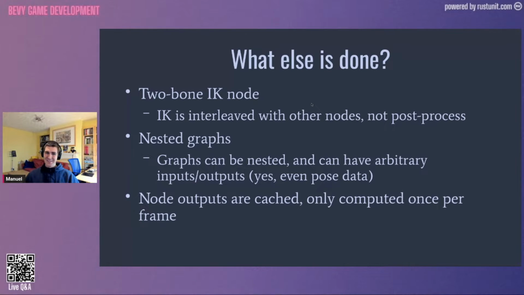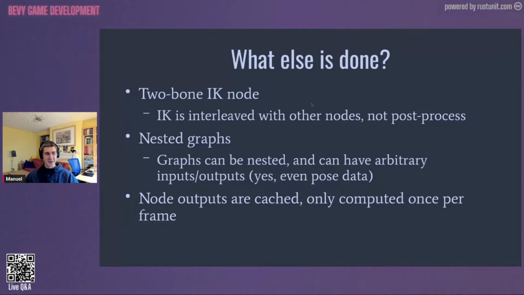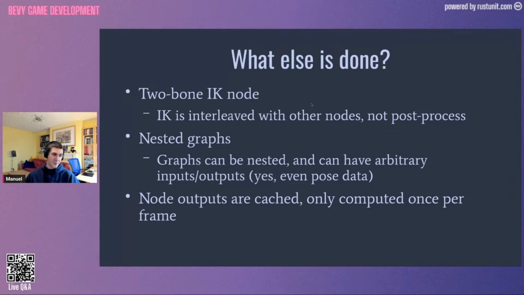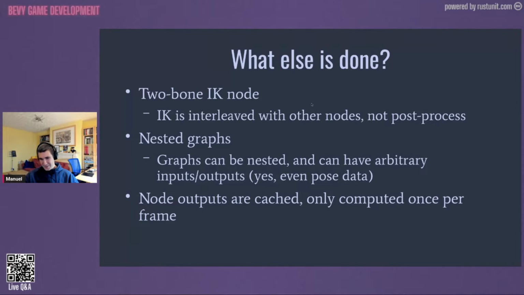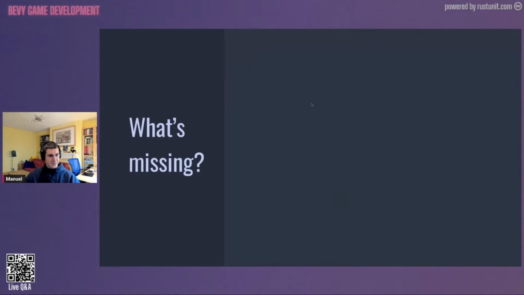Nested graphs. I've glossed over it during the examples, but you can have nested graphs that just appear as another node in a different graph. And you can give them arbitrary inputs and outputs, so you can make your own kind of custom nodes. And you have node output caching. So if you have an expensive parameter computation, you don't need to worry too much. It's going to be computed only once per frame. But yeah, that's enough showing off of features.